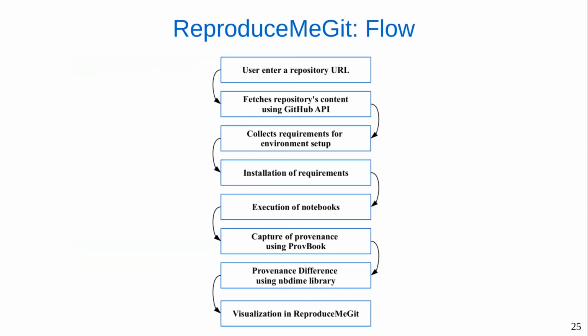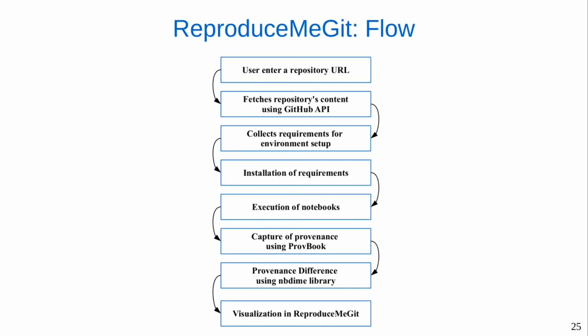So now let's see the flow of Reproduce Me Git. Reproduce Me Git provides a user interface where users can enter a repository URL and reproduce Jupyter Notebooks using a reproduce button. The tool fetches the content of the repository using the GitHub API, processes the repository and scans it for Jupyter Notebooks. It then loads the notebooks and extracts information on their structure, cells, modules, etc. And in the next step, to execute these notebooks, the requirements for the environment setup are collected and installed.